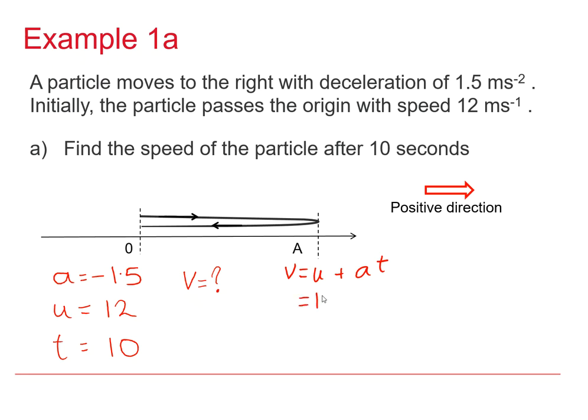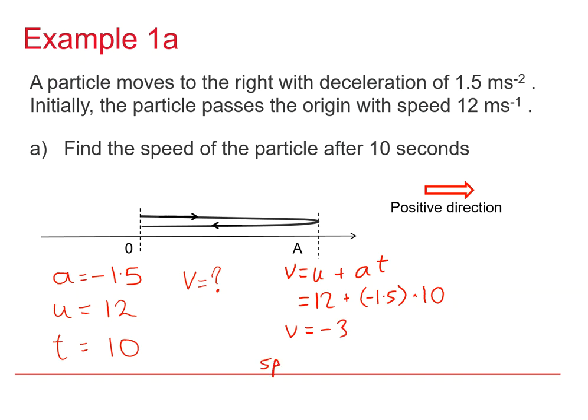We know that u is 12. We know that a is minus 1.5. And we know that t is 10. Okay, so that means that v is equal to minus 3.